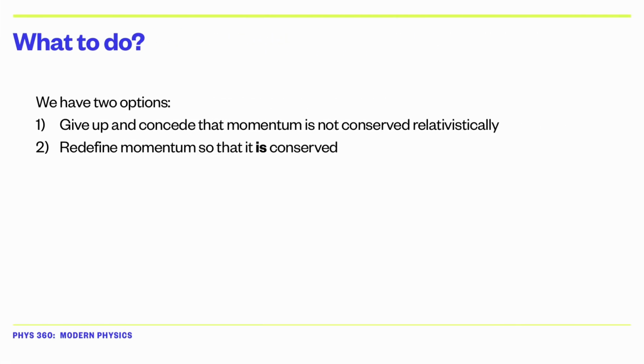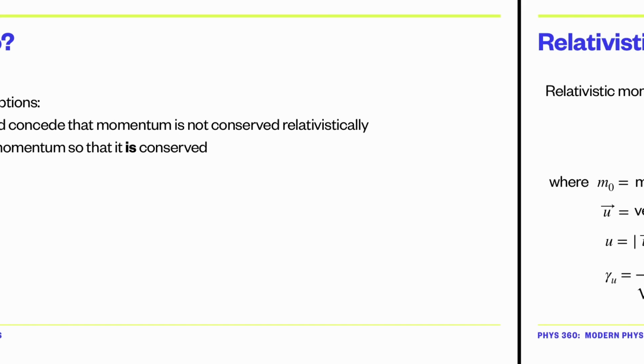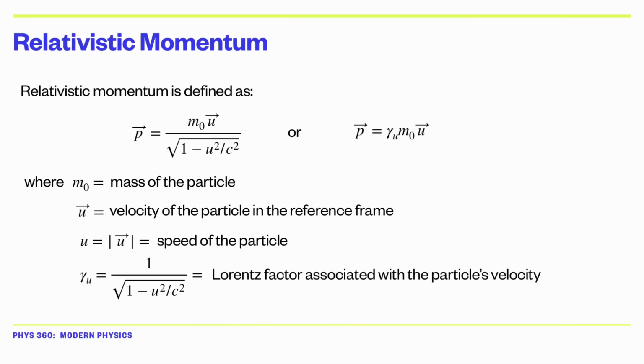The question now is, what do we do? Well, we have two options. The first is we simply give up on the idea that momentum is conserved relativistically. The second option is that we redefine what we mean by momentum so that it is conserved. We'll, of course, do the latter.